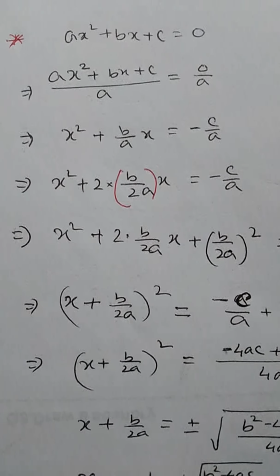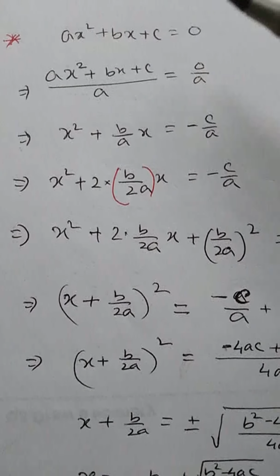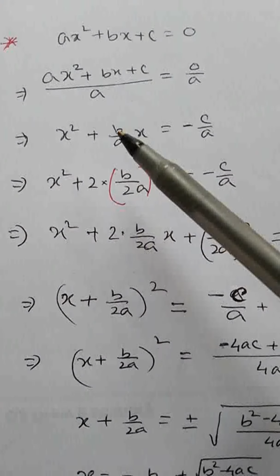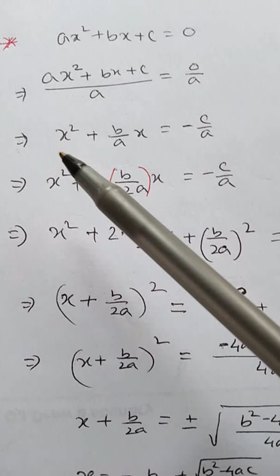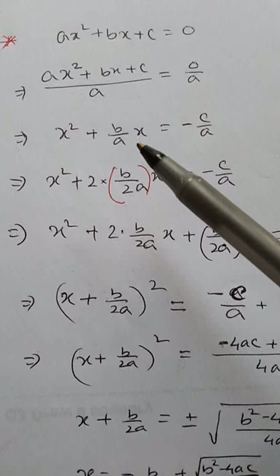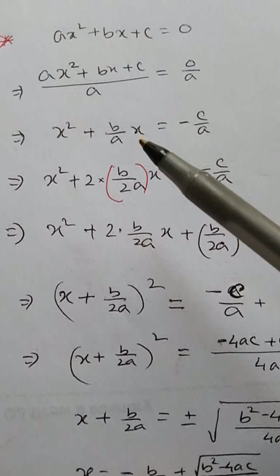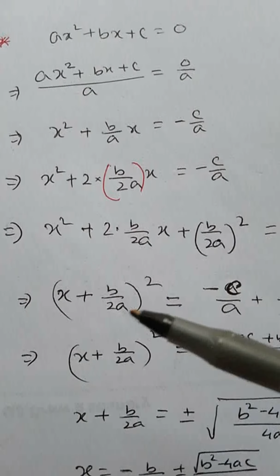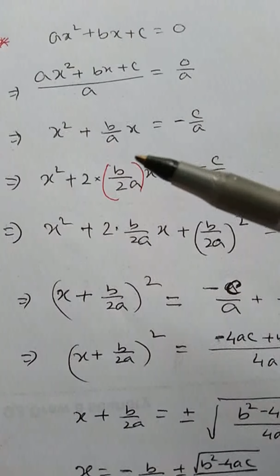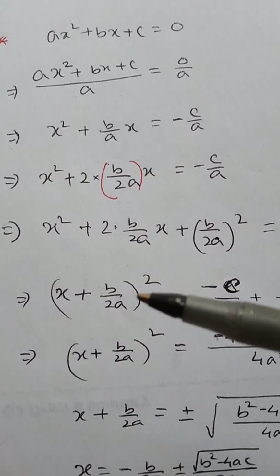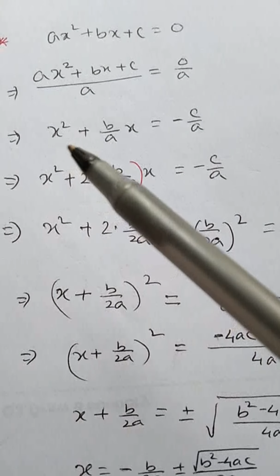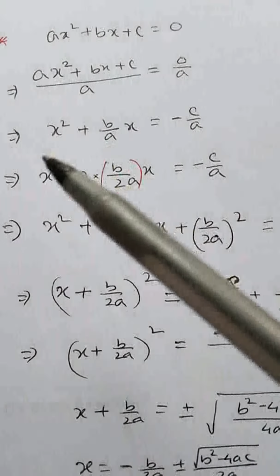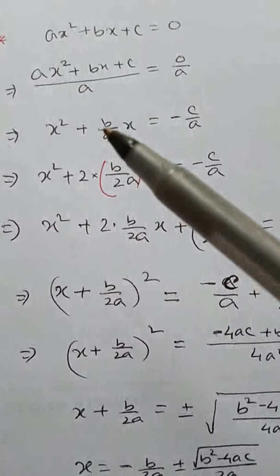For this, as you can see in the derivation of the quadratic formula, here we have x square plus b by a x. Now this part we have to convert to the expression x plus b by a whole square. Actually this process is only completing the square. Now if we see the left hand side of this equation, that is x square plus b by a x.